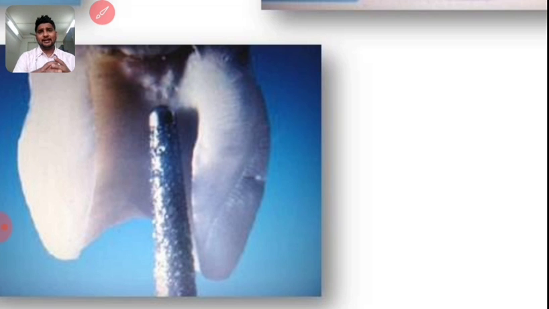So also what matters in the shape and flaring of the wall is the angulation of the tooth. If your tooth is tilted, let's say a 7, and there is a missing 6 and the tooth is tilted like this, the whole access cavity will also tilt like this. If you go and make a straight access cavity in that tooth, there are more chances that you will end up with a perforation.